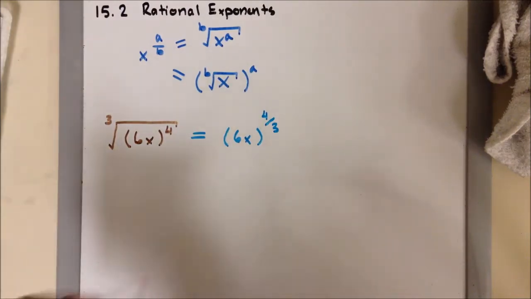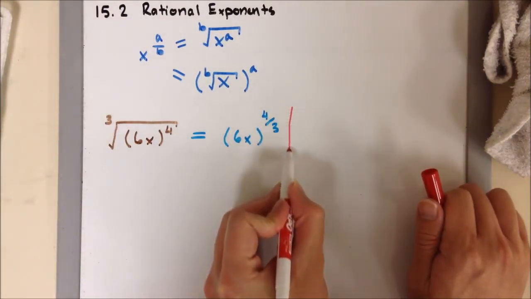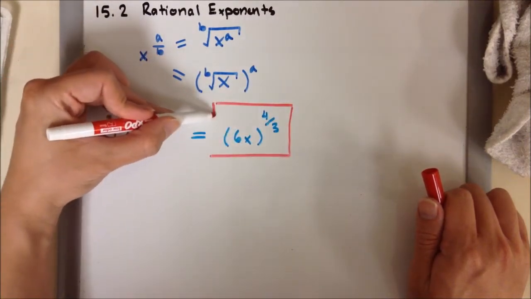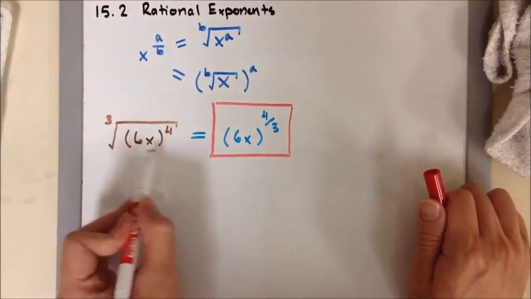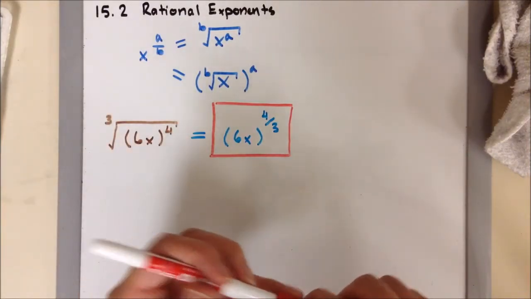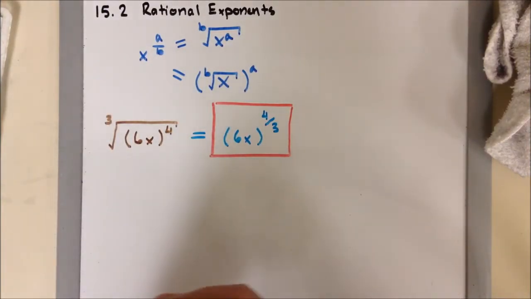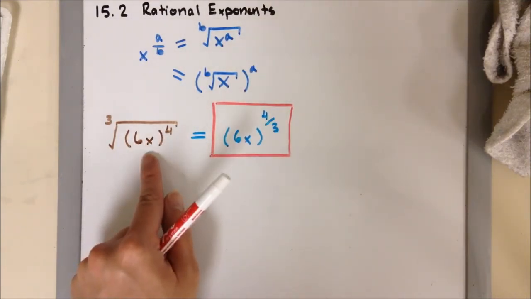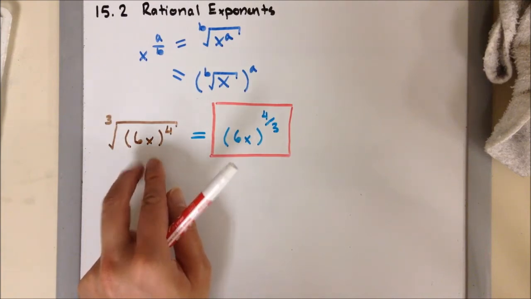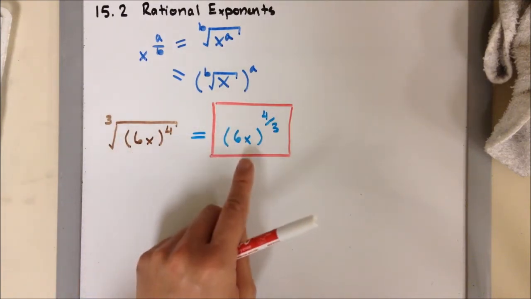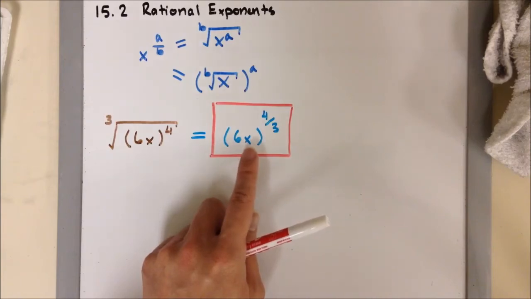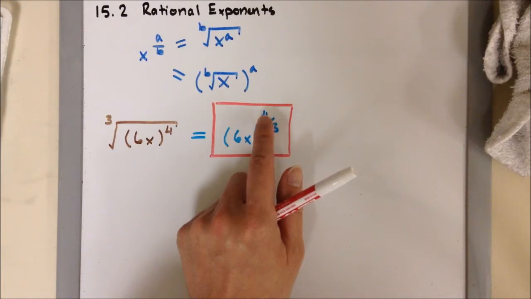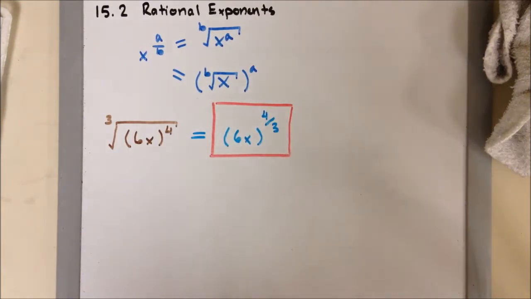And that's going to be our final answer. To review, if you see that you have parentheses at the very beginning, make sure to include it in your answer, because as I stated before, the 4 applies to the 6 and the x, so we're going to group it together. And if you were to write it in rational exponent form, you still have the parentheses, it's just now the exponent is 4 over 3, meaning that it applies to the 6 and the x together.